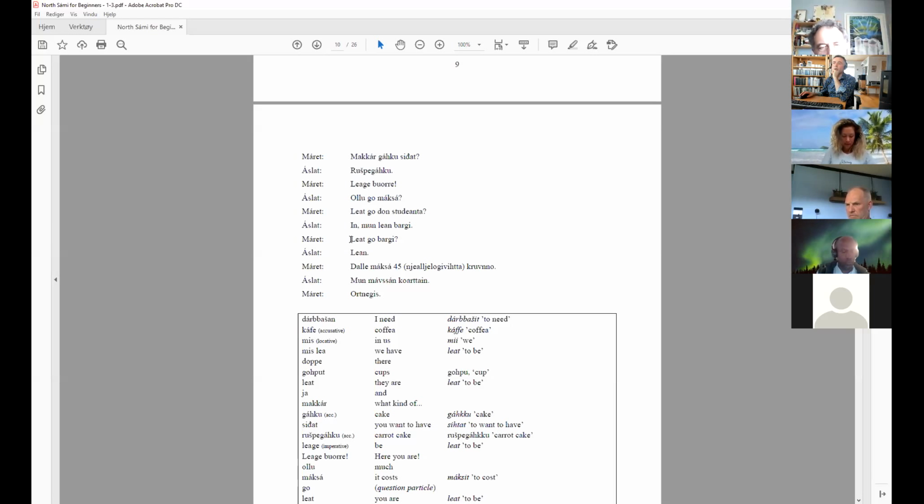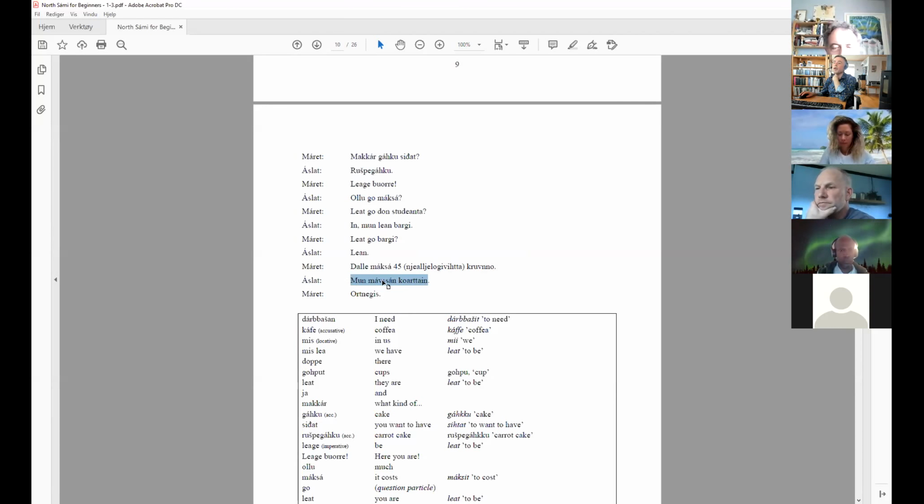And Maret just repeats, leat koparki, so that's, are you a worker? Yeah, even though he just said it, but still, sometimes you just repeat the same. Yeah, are you a worker? Län, I am. Tälle maksa 45 kronor. So then it costs 45 kroner. Perfect. And Aslat said, Momavsan kvartain.